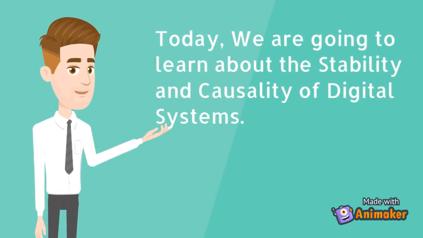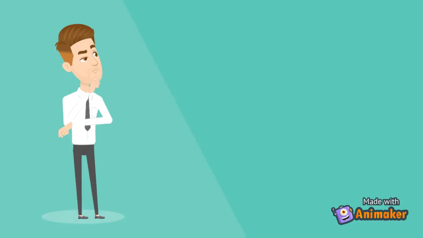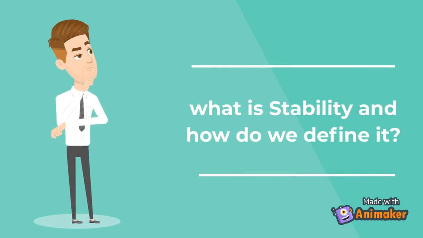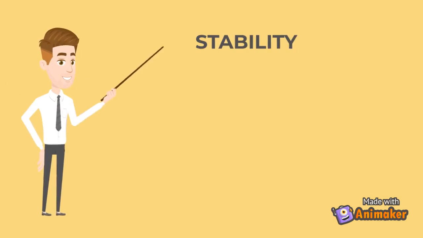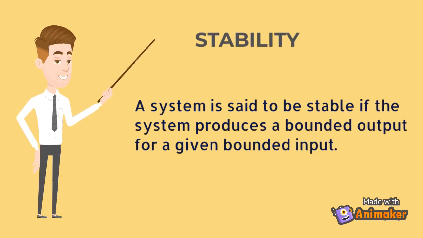Today we are going to learn about stability and causality of digital systems. What is stability and how do we define it? Let us see about stability. A system is said to be stable if the system produces a bounded output for a given bounded input.